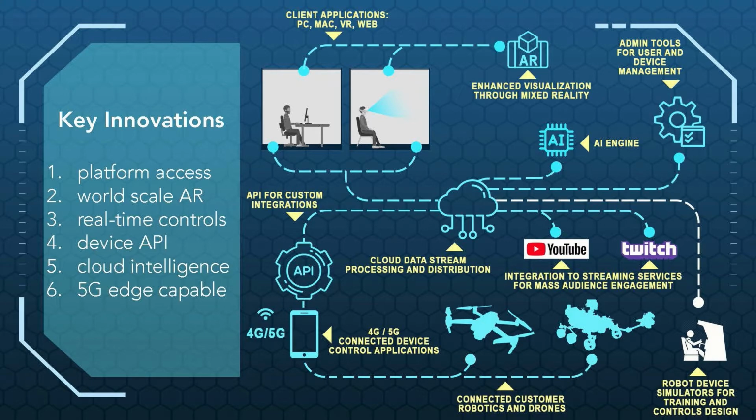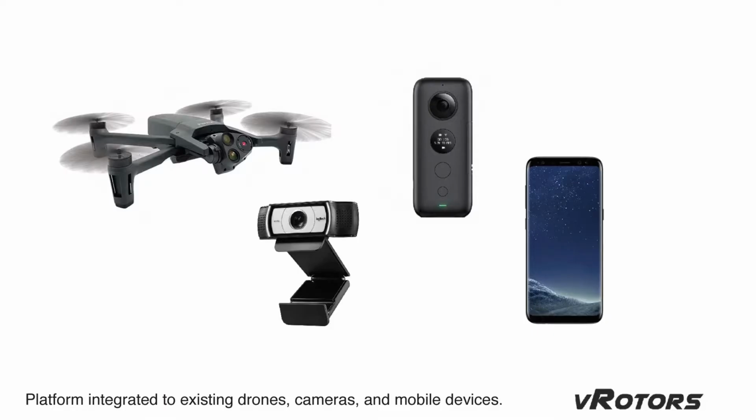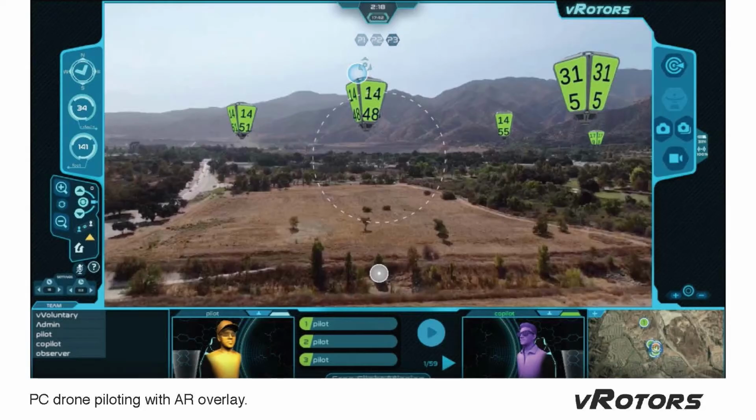The platform consists of the user applications that we just mentioned, applications for the connected devices, and an intelligent edge service to which everything is connected. Some key technology innovations include the world-scale AR, the complex management of matching users and devices, real-time data distribution and processing, including machine vision and smart vehicle navigation, and an API providing open integration to other devices. Our platform is live and operational with integrations to drones and cameras.